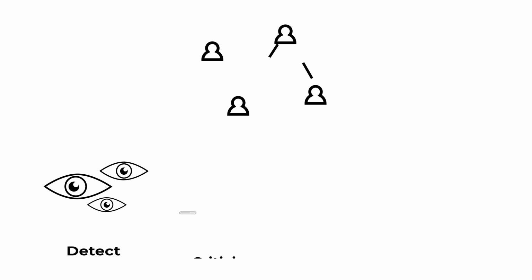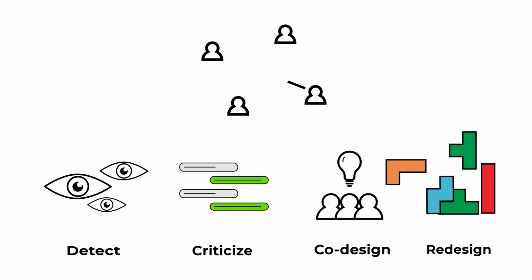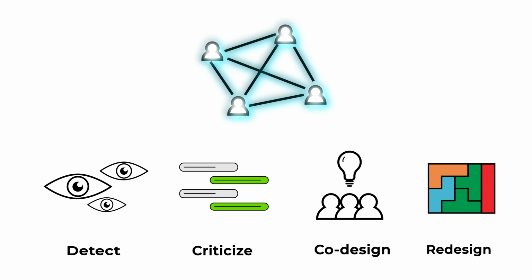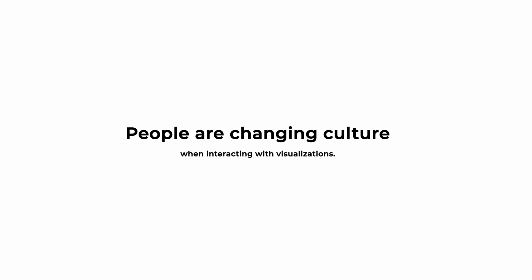People are increasingly engaged with visualization design in times of crisis using social media. They participated in detecting, criticizing, co-designing, and redesigning existing visualizations. Their collective critiques and the redesign of these crisis visualizations contribute a collective memory that may shape the form of the culture in visualization design and evaluation. People are changing culture as they participate.